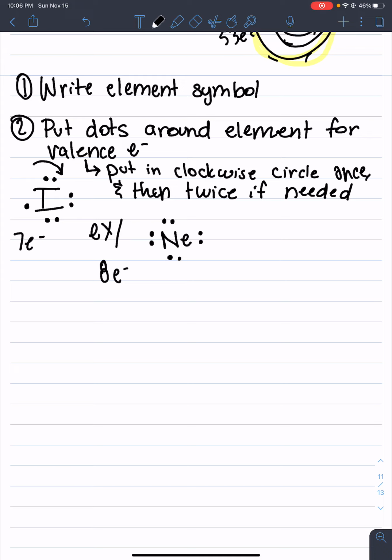So that's your Lewis dot for Ne. You go in the clockwise circle, and you can always count at the end, and you can see we have 1, 2, 3, 4, 5, 6, 7, 8. 8 valence electrons. Great. Let's try another one.